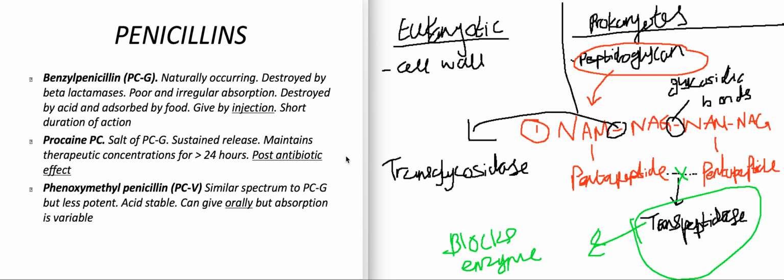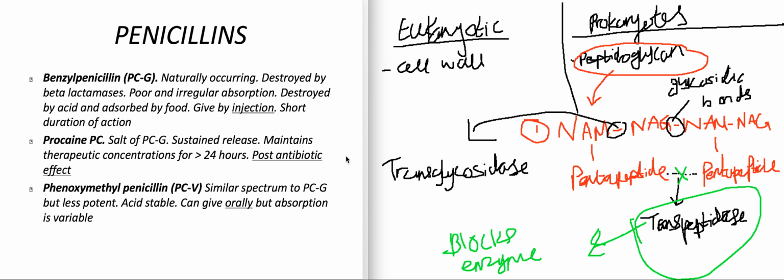Benzyl penicillin is usually naturally occurring, but the problem is it's broken down by beta-lactamases. It has very poor absorption because it can be easily broken down by acid or by food, so the bioavailability is really low. So it's in fact given by an injection rather than given orally.